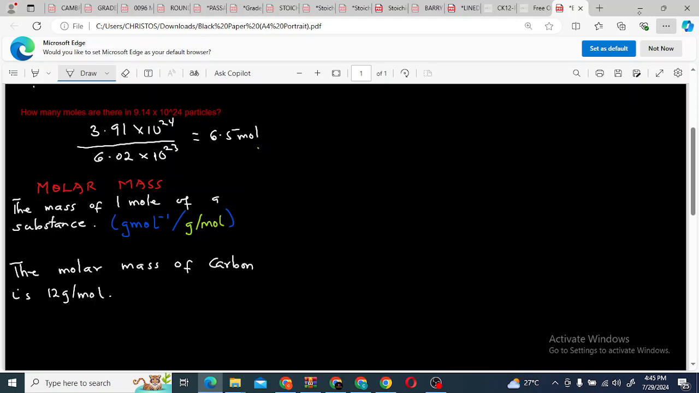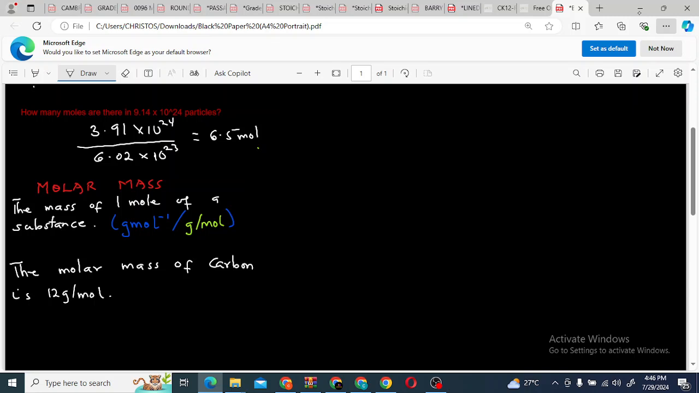So when I say that the molar mass of magnesium is 24 grams per mole, what do I want to communicate? I want to say that for every 1 mole of magnesium, it has a mass of 24 grams. The molar mass of chlorine is 35.5 grams per mole. I'm trying to say that for every 1 mole of chlorine, the mass is 35.5 grams. Is this making sense?